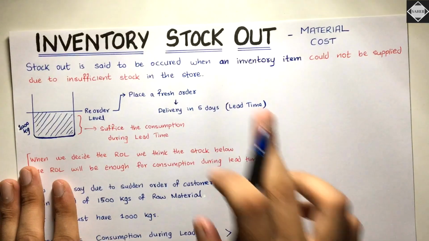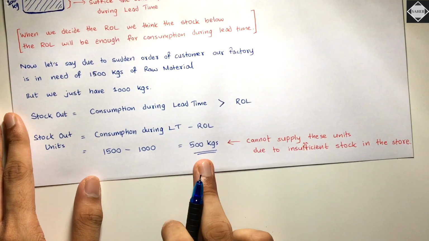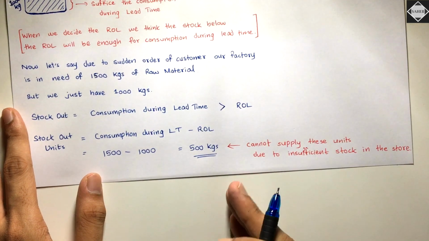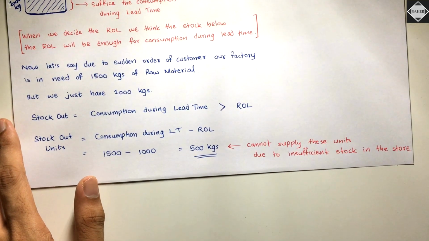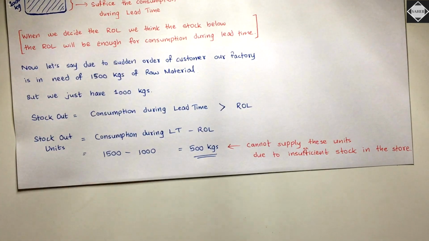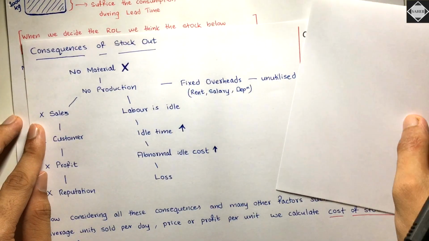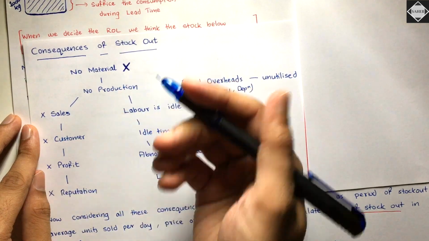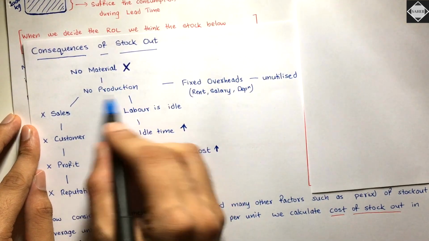If stock out happens, and 500 kgs is in shortage, we cannot supply to the production department, then what will happen? We have to understand that. See, it's really simple. Consequences of stock out. We don't have 500 kgs, we don't have the raw material. Because of that, production will not happen.